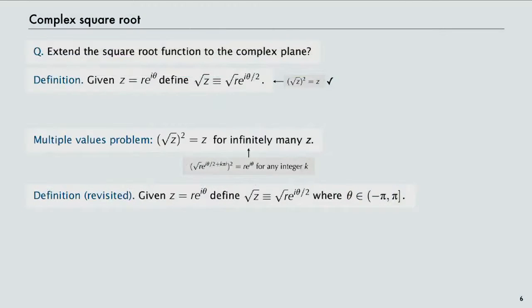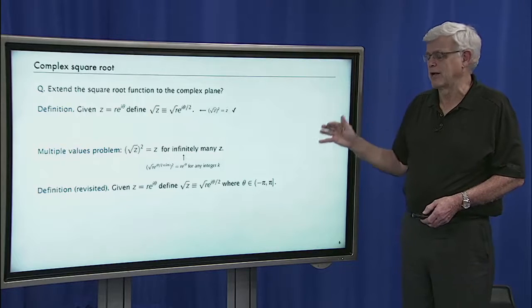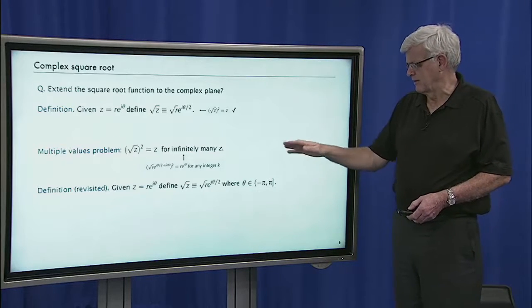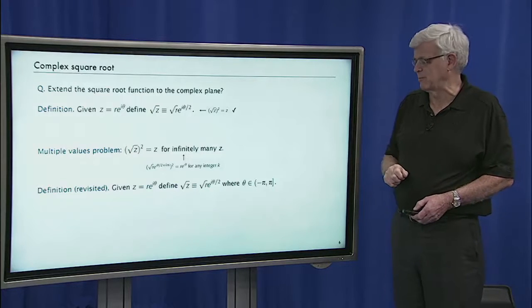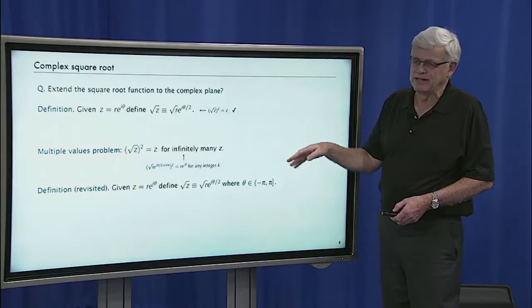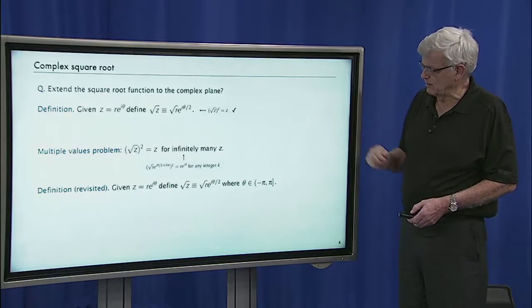So what we do is we want to have just one value that, if you square, gives the z back. So we just restrict θ to be in the range minus π to π. So that's the standard definition of the complex square root. It's square root of r e^(iθ/2), where θ is between minus π and π. And there's only one value for every z in that range that, if you square it, gives back z.